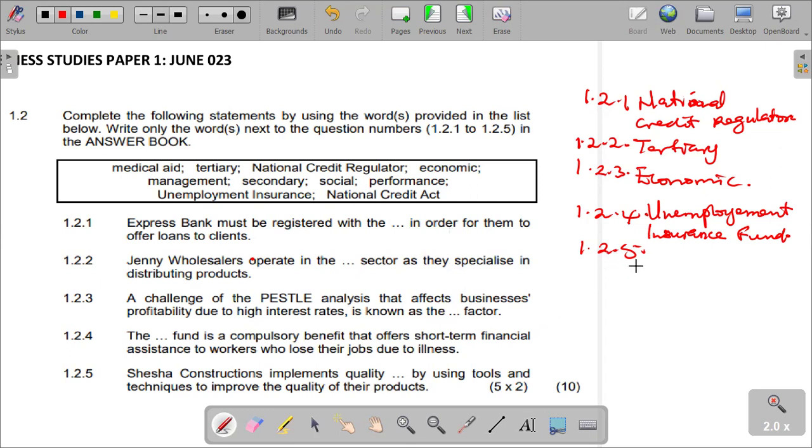They implement quality management. So as you can see, it is quality management that can be used as a tool or approach to improve the quality of products in terms of business operations. In this case, we are talking about a construction business. So quality management has to be implemented in order to ensure that the services are best. Let's quickly go to our next question for the interest of time.